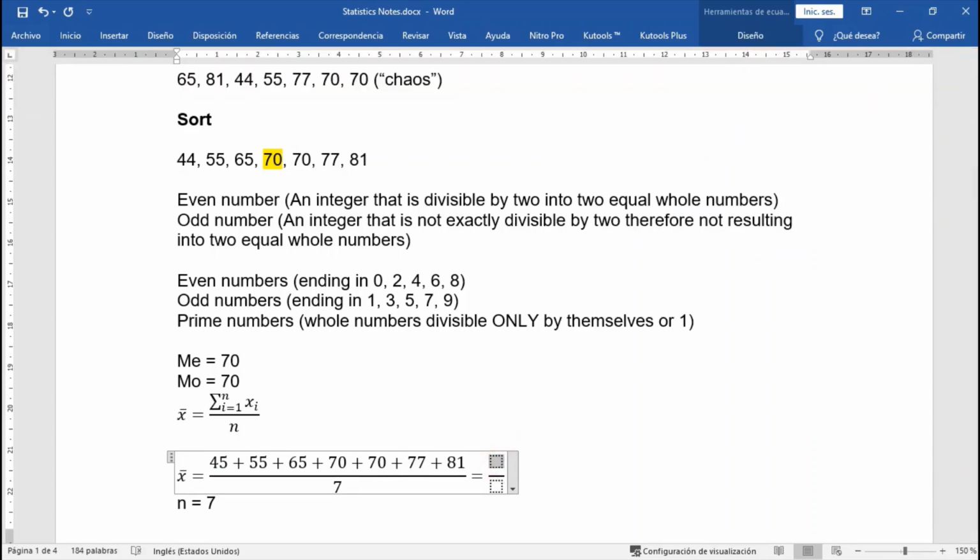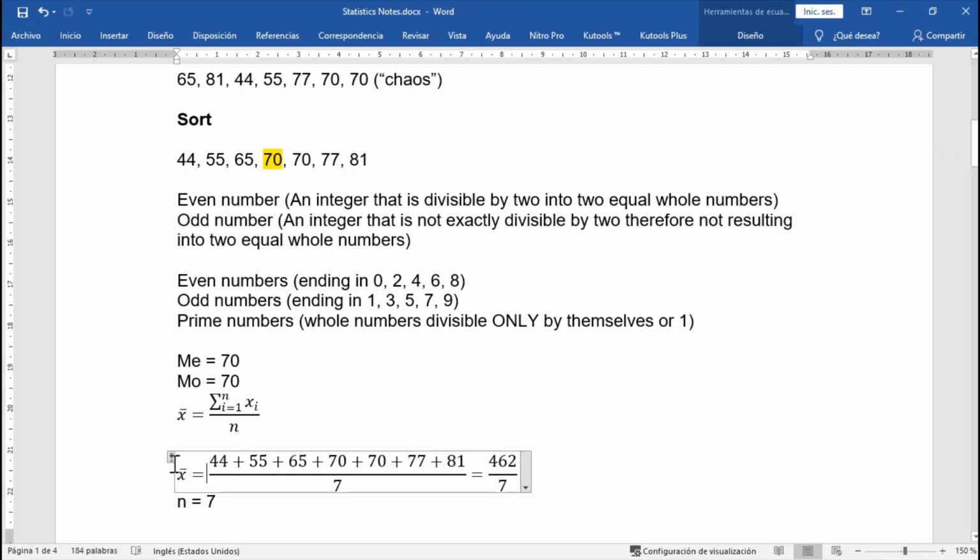So I'm just gonna make this calculation. We have 44 plus 55 plus 65 plus 70 plus 70 plus 77 plus 81. Sorry, there was a little mistake here. It's 44 plus 55 plus 65 plus 70 plus 70 plus 77 plus 81. This gives us 462 divided by 7.